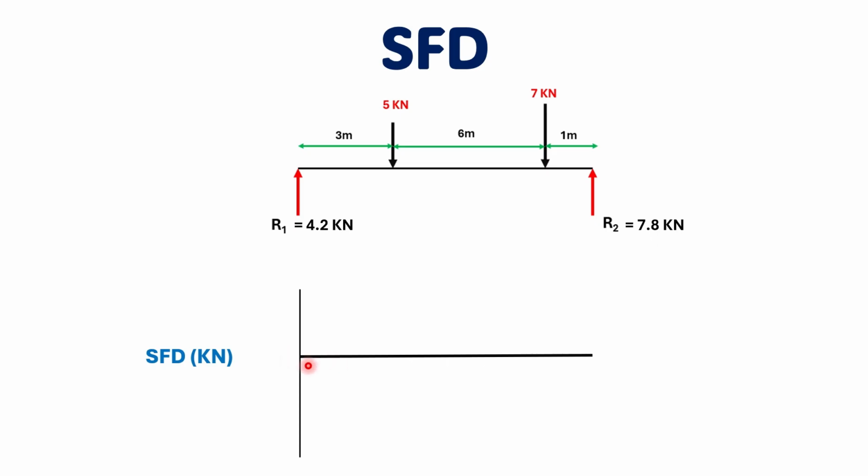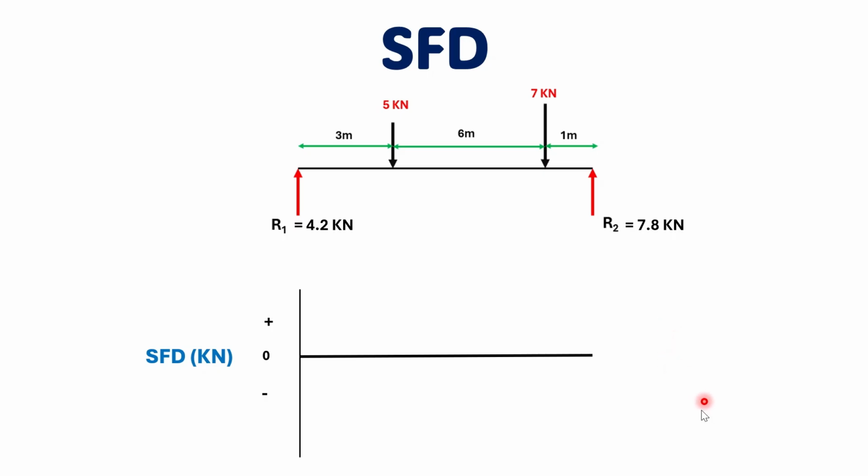Now remember this: from this point, upward values will be taken as positive and downward values will be taken as negative. And this point will be taken as the origin, meaning 0. So upward is positive and downward is negative. Here you can see that. Now we will be drawing the shear force.